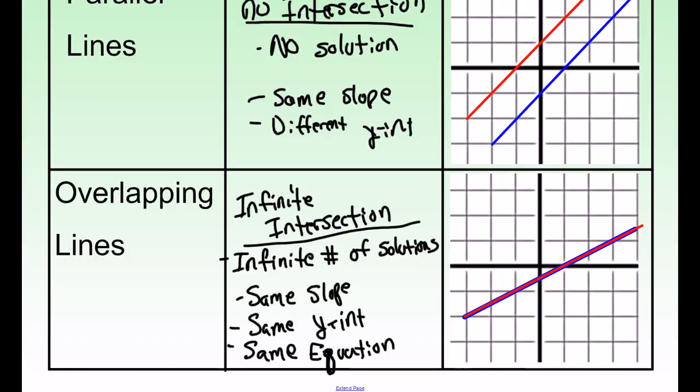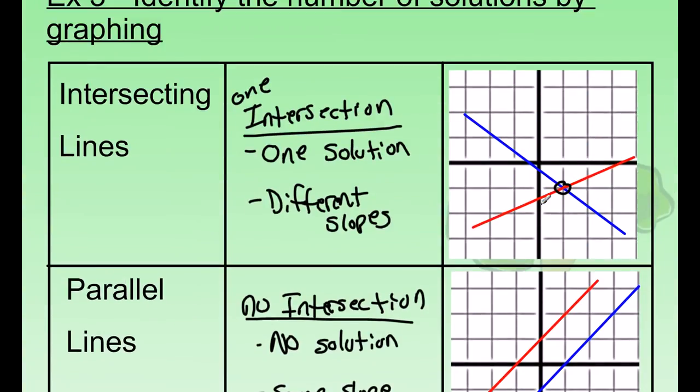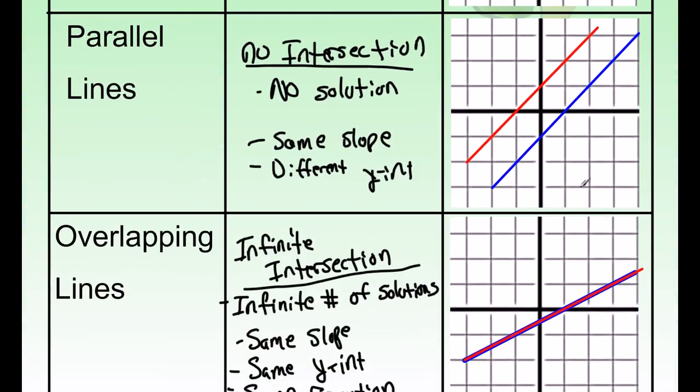So now, you don't even have to graph in order to tell if there's one solution, no solution, or an infinite number of solutions. All you have to do is figure out, do they have the same slope? If they don't have the same slope, that means they have to crisscross somewhere. If they do have the same slope, they could either be parallel or overlapping because they're going the same direction.